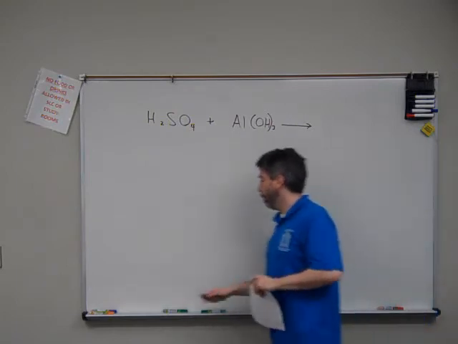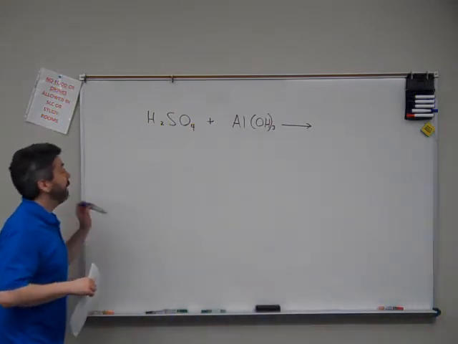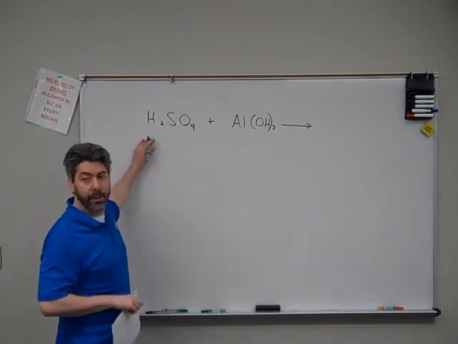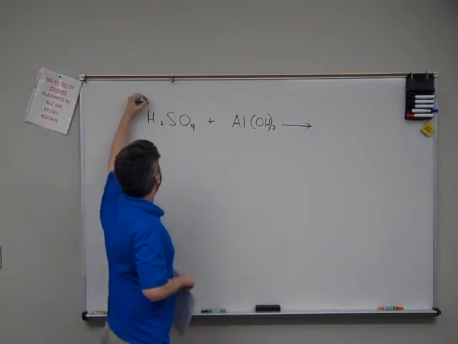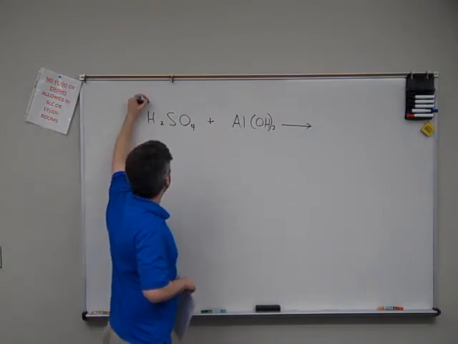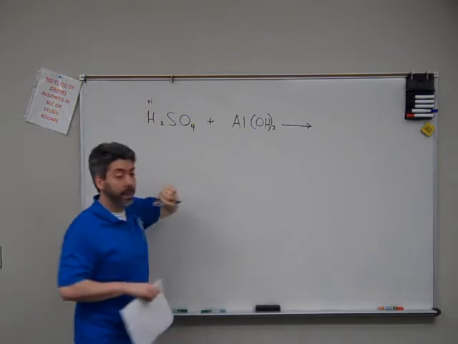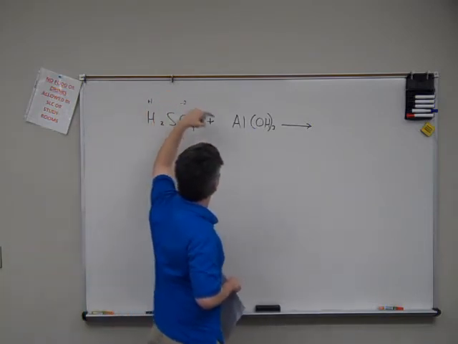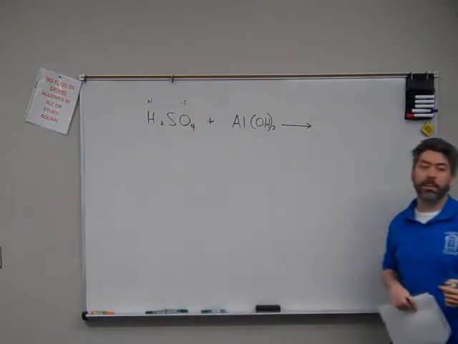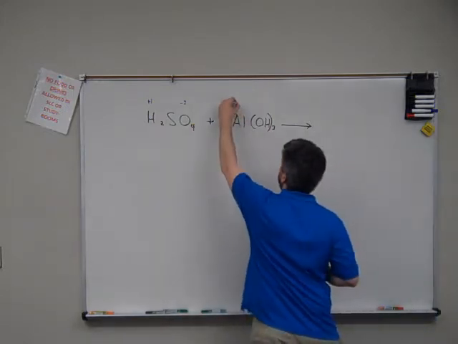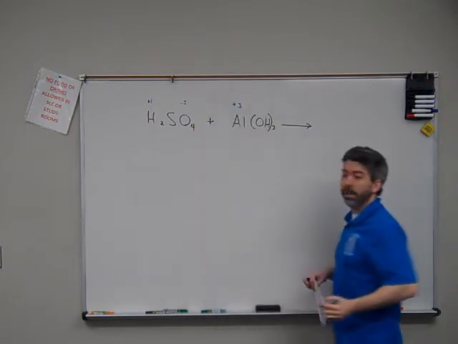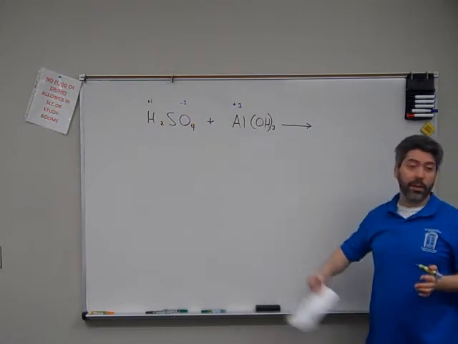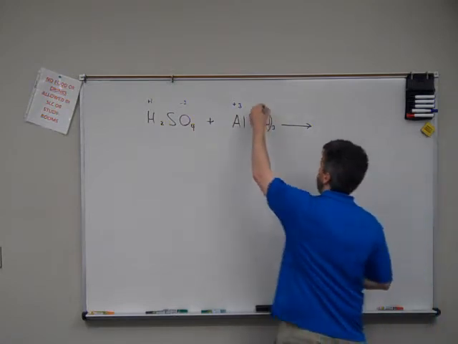The easiest way to do this is to first look at the charges of each of the ions here. What is the charge of H? Positive 1. What's the charge of sulfate, SO4? Minus 2. What's the charge of aluminum? Positive 3. And you can figure that out from your periodic table, right? If you don't have it memorized offhand, look at your periodic table and see where it is. And what's the charge of hydroxide? Minus 1.